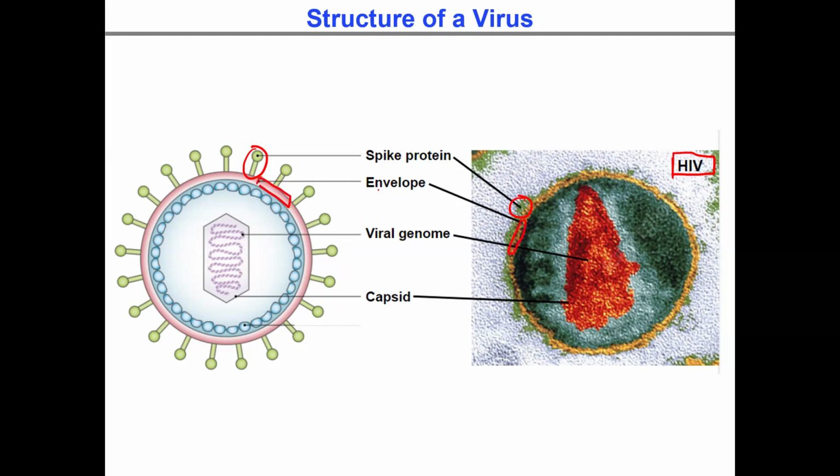The envelope is the outer shell, or the protective portion of the virus. We have the viral genome, and this is super important because this is all the instructions that the virus needs in order to produce more of itself. So you can see the viral genome is right about there. And the capsid is also a very important part of the virus, because the capsid right outside here protects the viral genome inside.